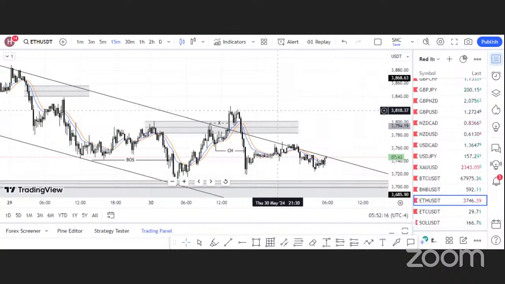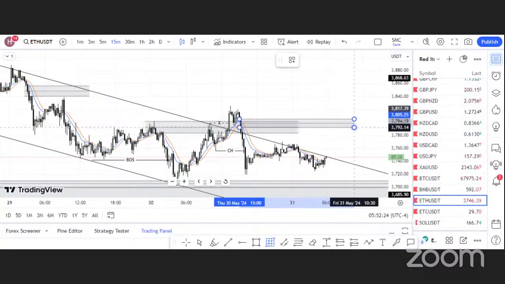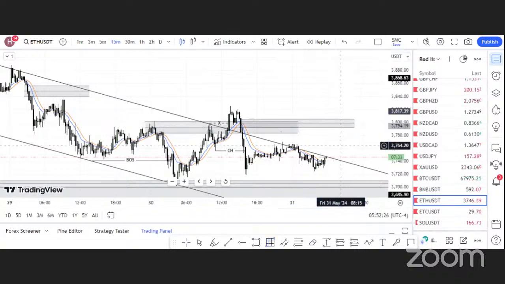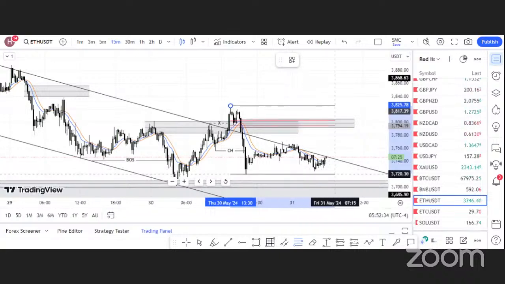All right, so on the 15 minutes time frame, we have a point of interest. I also have the Fibonacci tool that can also give us a confirmation of where the reversal can happen from.